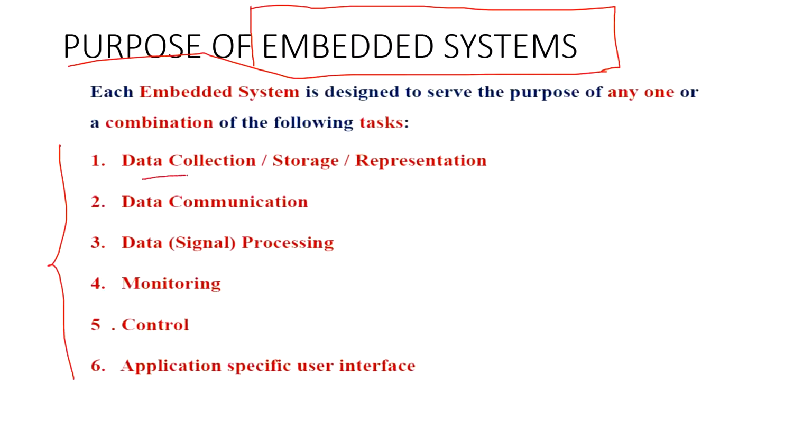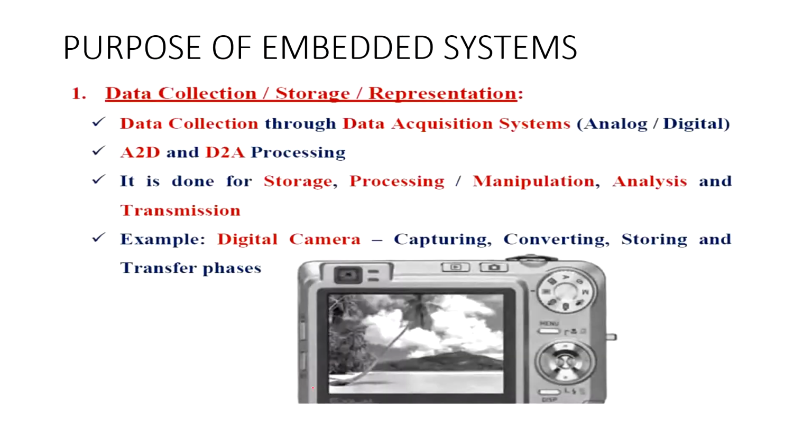The first one is data collection, storage, or representation, right? Because we know that today's world deals with digital systems. So we have to collect the data, then store it, and then represent it. These are the 3 main categories that embedded systems fall in. Then embedded systems are also used in data communication, signal processing, monitoring, control, and application-specific user interface. Under these categories we are going to find out the applications of embedded systems. So we'll study in detail one by one.